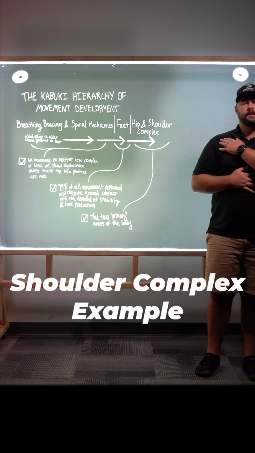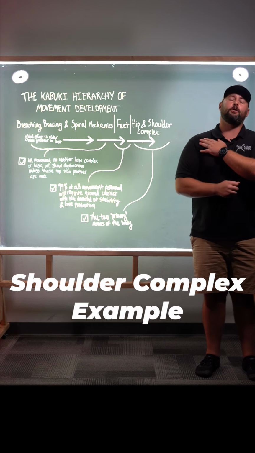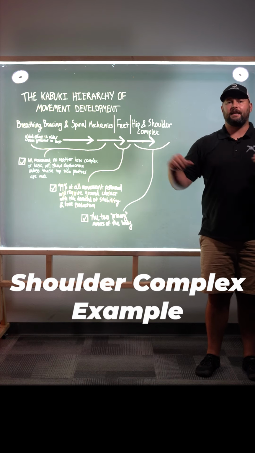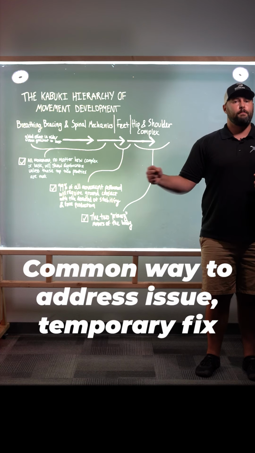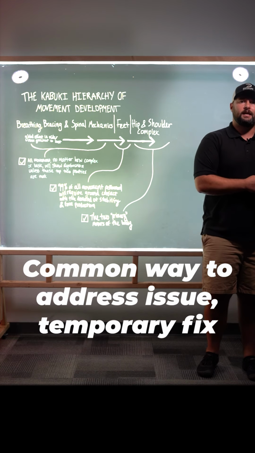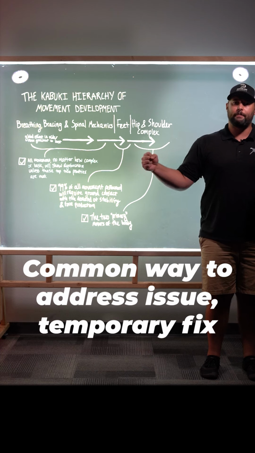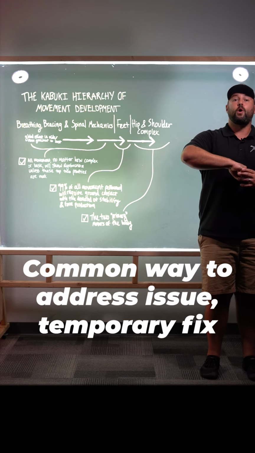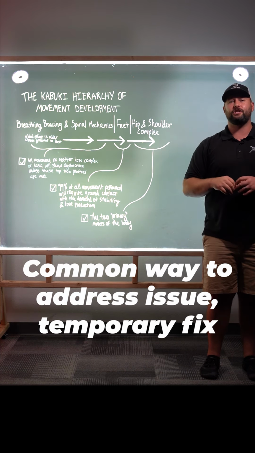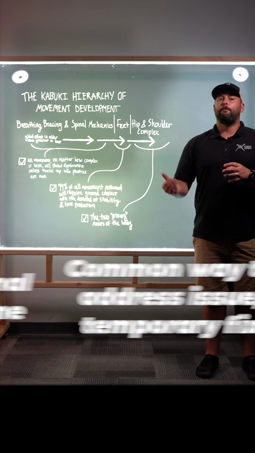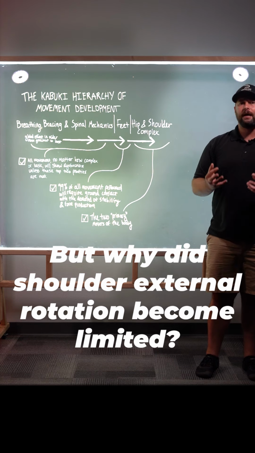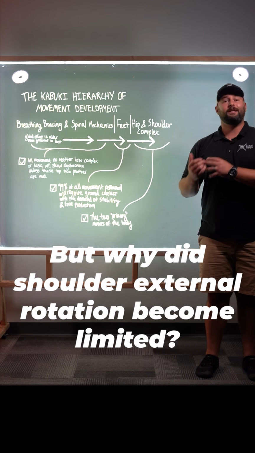And I know I've been guilty of this. The first thing we might do is go, okay, shoulder's buggy and I can't quite get into this externally rotated position, so I'm going to do banded external rotations, maybe on a cable machine, and do reps there. Maybe I'll do some rotator cuff work, side-lying on a bench, and that is going to improve your shoulder external rotation. But we have to first ask the question: why did shoulder external rotation become limited?